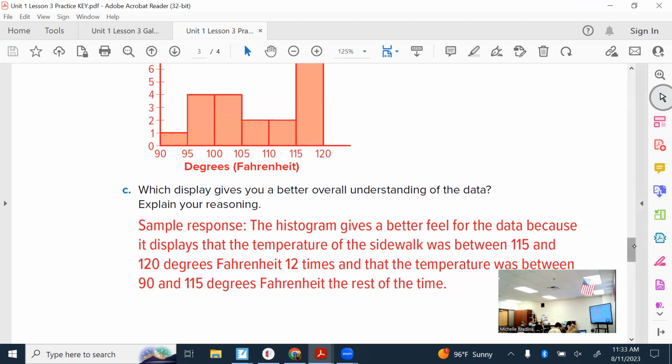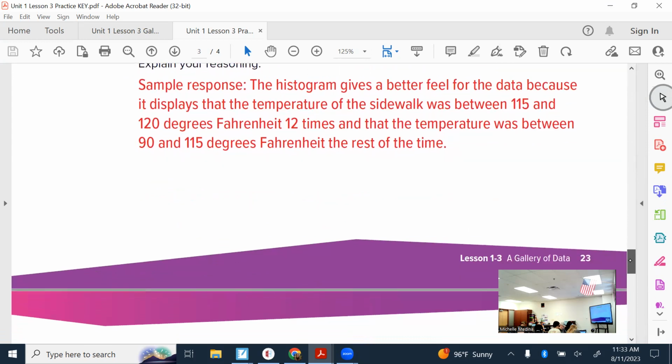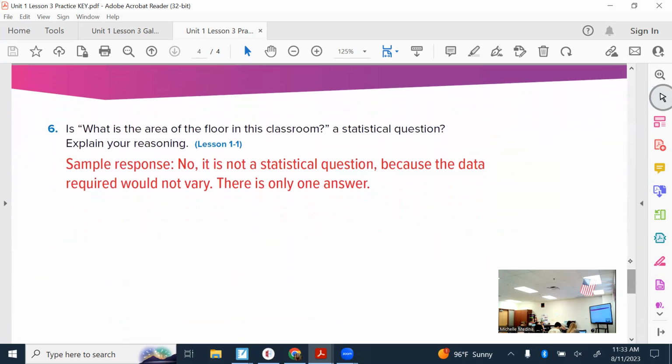All right. So sorry, last one. So this last one was just asking you if this question is statistical or not. So you did not have to find the area of the floor in this classroom. You just had to tell me if it was statistical or not. Which it is not. So there's only one right answer for the area of the floor in this classroom. So that isn't statistical. If there's only one possible answer.